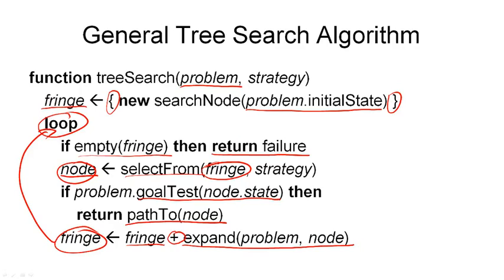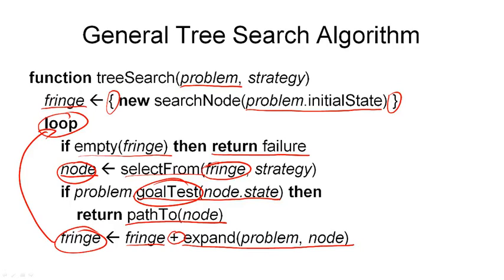Then we apply the goal test to that node. If it's not a solution, then we have to do the same for that node, expand it, generate its successors, and so on, until we finally come to the point where either we've explored the whole graph, which means the fringe is empty, or we come to the point where a node is a goal node and passes the goal test. And in that case, our search is done.